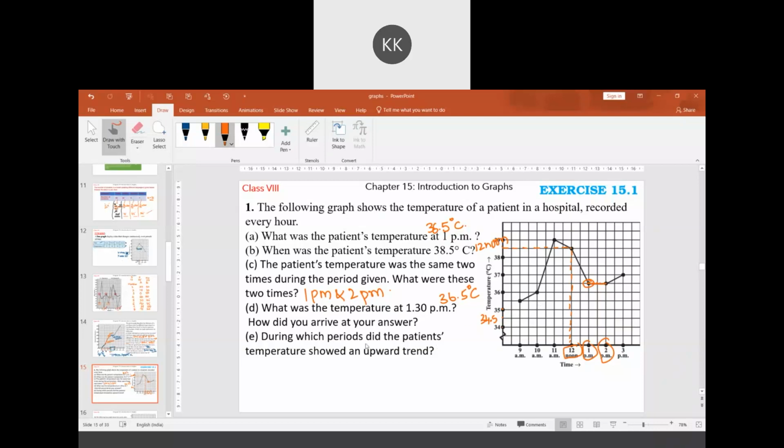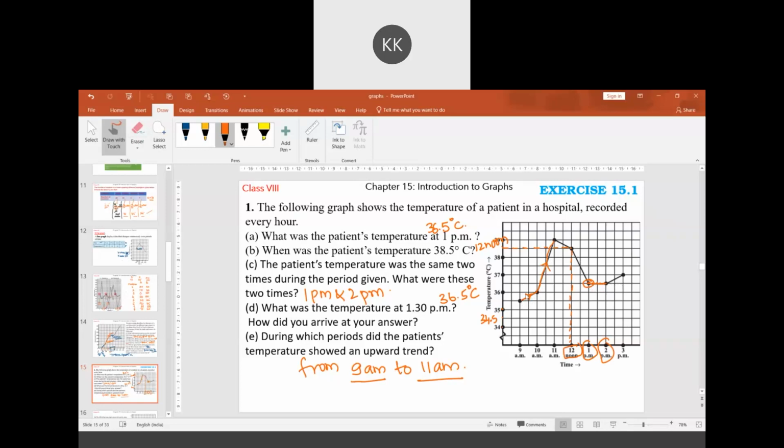During which periods did the patient's temperature show an upward trend? 10 to 11 a.m.? Can I say from 9 a.m. to 11 a.m.? Yes, sir, because it starts increasing from 9, and further the increase is there. Then there is a decrease. Afterwards, at the end, 2 to 3 also there is an increase.